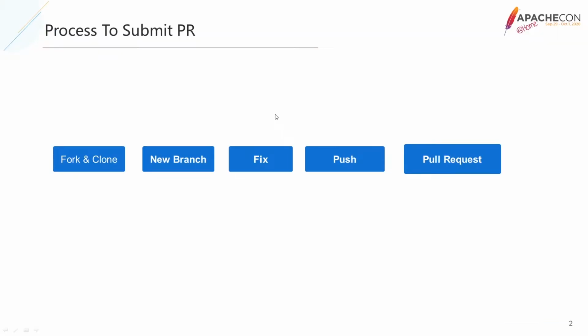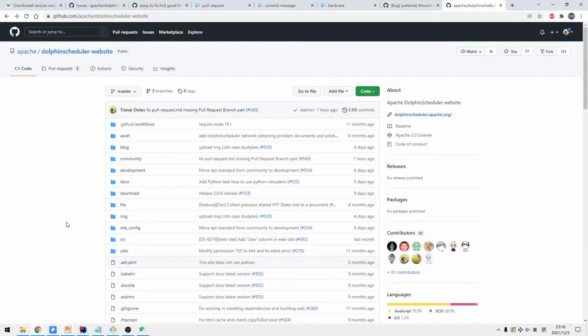And the subsequent work is divided into the following steps. To begin with, fork and clone the document repository to our GitHub, as we are going to make some changes to the website. And this project could be replaced with DolphinScheduler if you are contributing to the DolphinScheduler project. What's next is to create a new branch and make code changes. Finally, push the commit and submit the pull request.